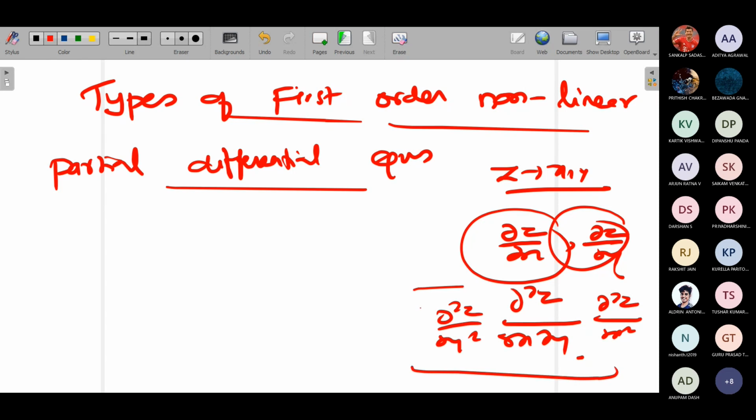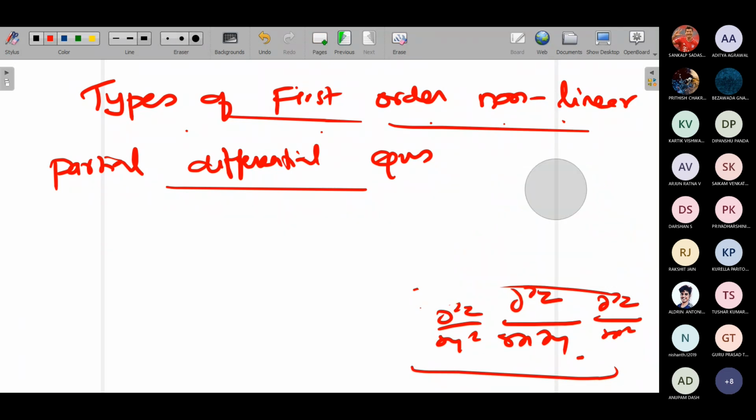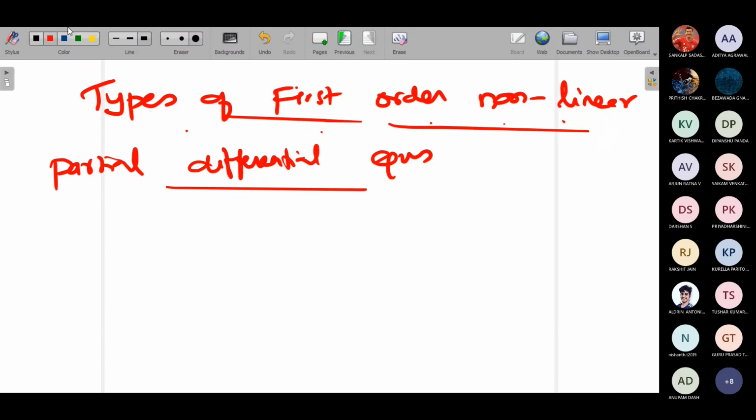All these are second order. So this is your first order PDE. Okay. So we are going to talk about the types of first order non-linear. So powers need not be same. Non-linear PDE. In this we are going to see different types. So I'll differentiate as types and give it to you so that it's easy for you to understand.